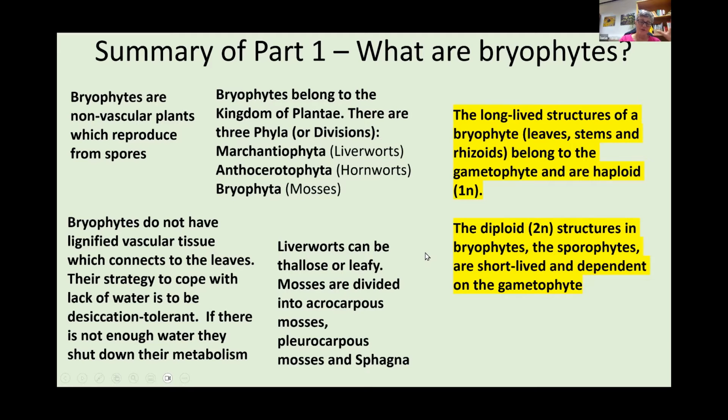We also looked at the different types of bryophytes. We looked at liverworts that can be thallose or leafy. We looked at mosses that can be divided into acrocarpous mosses, pleurocarpous mosses, and sphagnum. The highlighted bits in yellow are just to show you what we're going to be talking about today: looking at the actual life cycle of bryophytes in quite a lot of detail.